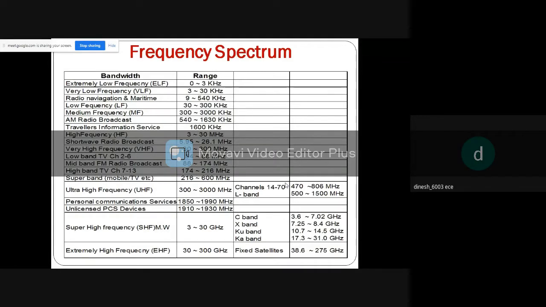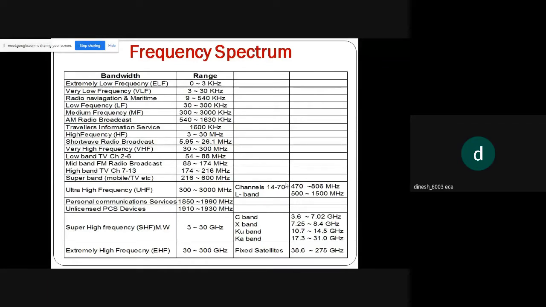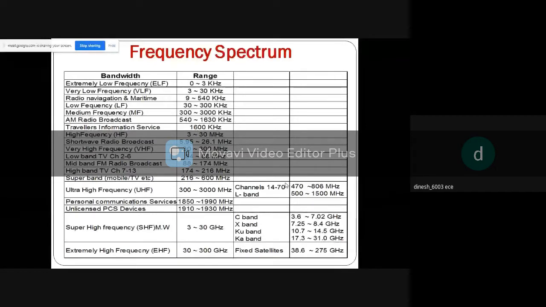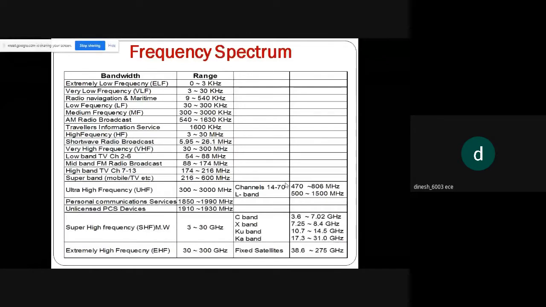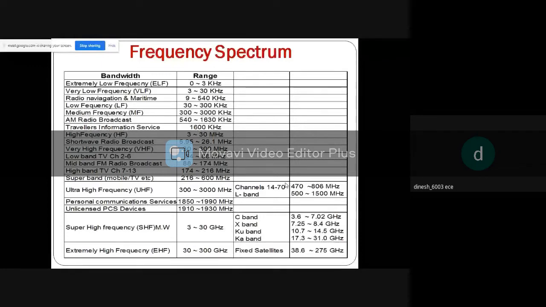Next is the personal communication services, 1850 to 1990 megahertz. The unlicensed personal communication system devices are in the range of 1910 to 1930 megahertz. Then comes the super high frequency microwave range SHF, which operates in 3 to 30 gigahertz, where four bands are utilized. C band 3.6 to 7.02 gigahertz, X band 7.25 to 8.4 gigahertz, Ku band 10.7 to 14.5 gigahertz, Ka band 17.3 to 31.0 gigahertz.